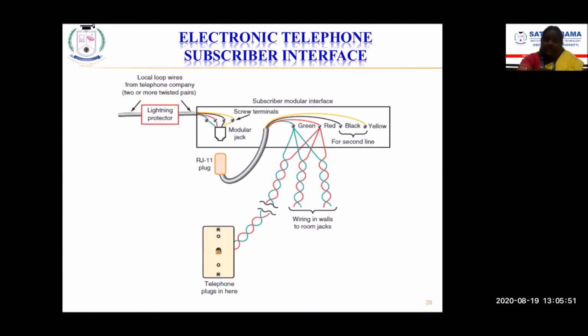Okay, physically they will be giving this, and this telephone plugs in here. Through this jack, we will be connecting the telephone instrument here. That telephone instrument will also have a twisted pair, as we saw yesterday, is it not?